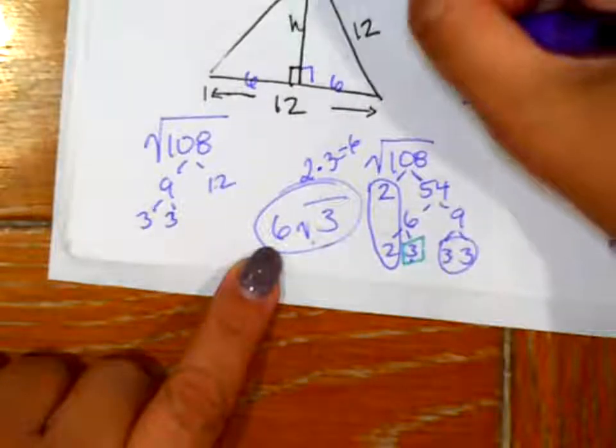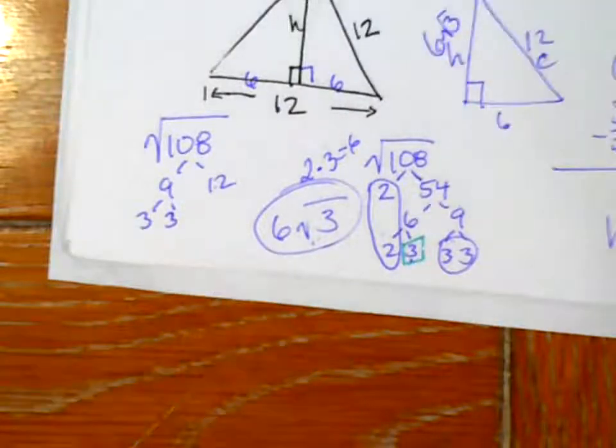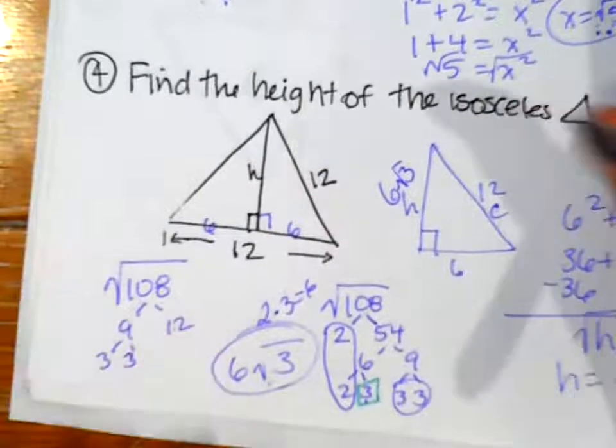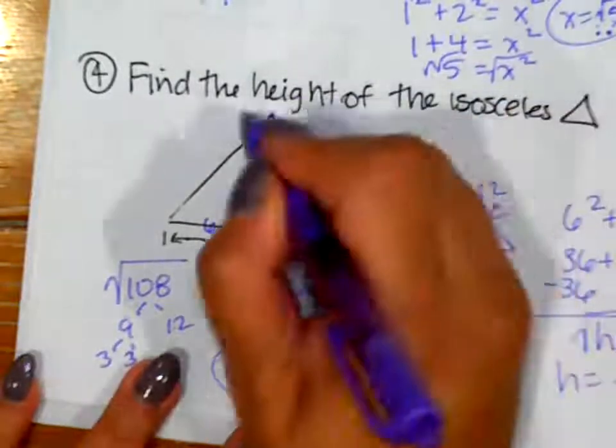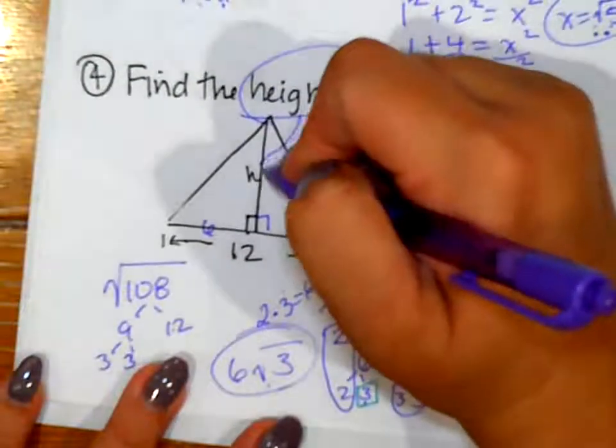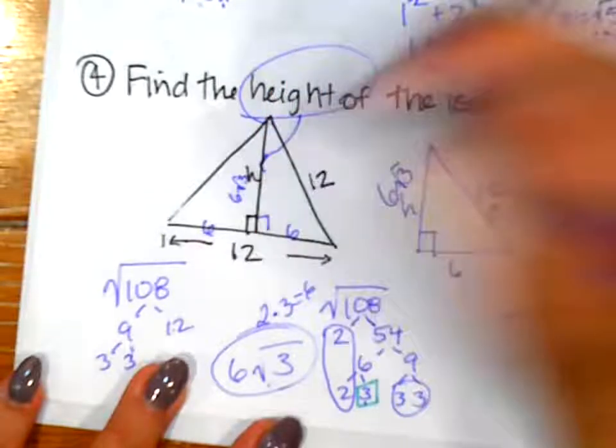You're finding this guy right here. He's 6 rad 3. That's the height. You just found the height of this guy. That's what it asked you to do. It asked you to find the height. It's looking for this guy right here, 6 rad 3. That was the goal.